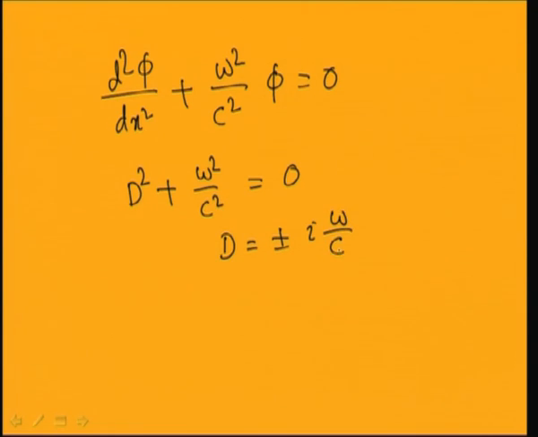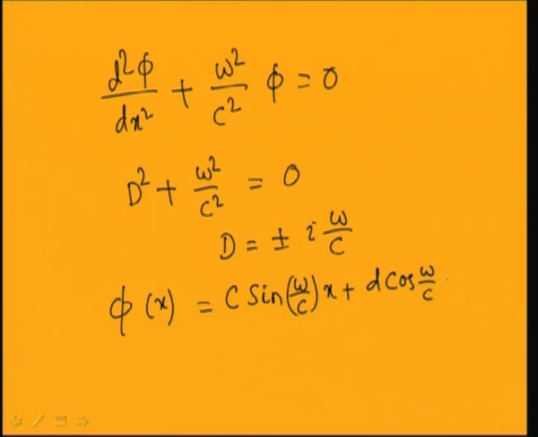So, the solution can be written in the form phi x equal to a1 e to the power i omega by c into x plus a2 e to the power minus i omega by c into x. As you know, e to the power i theta equal to cos theta plus i sin theta, one can write this directly in terms of sin or cos. So, one can write phi x equal to c sin omega by c x plus d cos omega by c x.